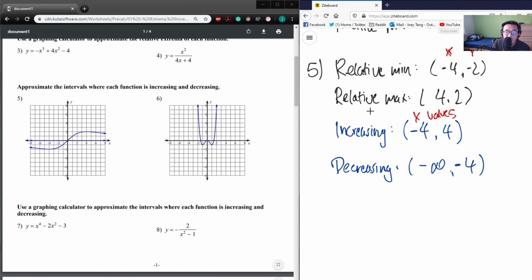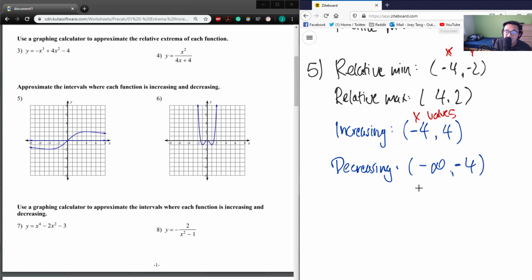So from 4, this was my relative maximum, it switches. It switches from increasing, from -4 to 4, and then it's going to decrease from 4 all the way to positive infinity. So we have two intervals of decreasing. It's decreasing from negative infinity to -4, increasing from -4 to 4, and then decreasing from 4 to positive infinity. Those are our intervals of increase and decrease.